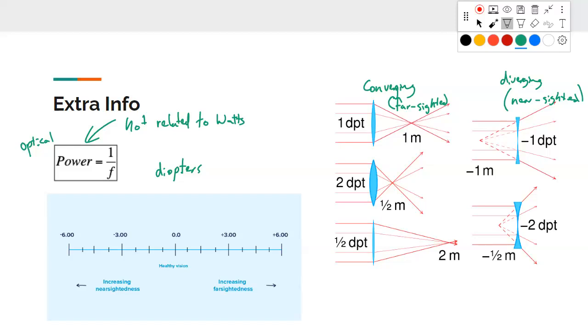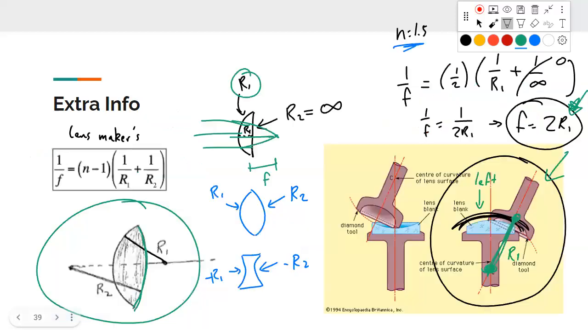By wearing those in front of my face, I correct the point where the light converges and cause it to converge where it's supposed to, which is on my rods and cones. And by doing so, I can see you all clearly. There's a nice chart here showing that with healthy vision, you don't need a lens in front of your face, so you would need a lens of 0 diopters, which is just a flat piece of glass. If you're farsighted, you need a converging lens. If you're nearsighted, you need a diverging lens.